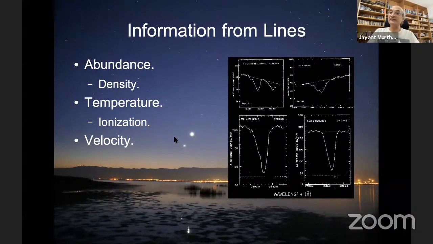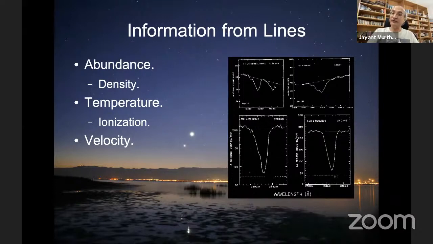And you can look at which lines you see. So here I might see magnesium 1, this is a carbon 4, three times ionized carbon line, and this is a singly ionized iron line. Now, if I have a three times ionized carbon line, then the carbon has to have a temperature of maybe 100,000 degrees. So I can see what the temperature of the interstellar medium is. If I see molecular lines, then I know that the temperature has to be quite cold, not more than a few hundred degrees Kelvin.